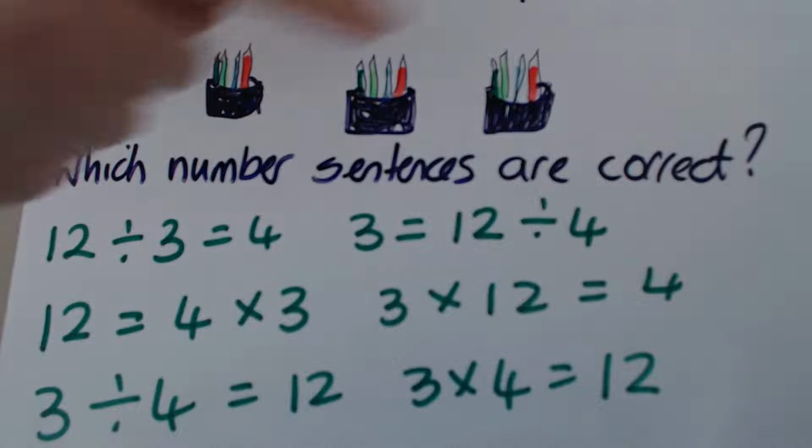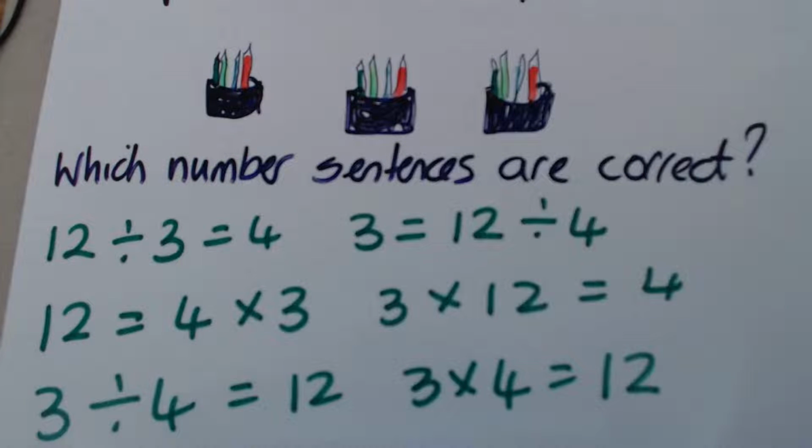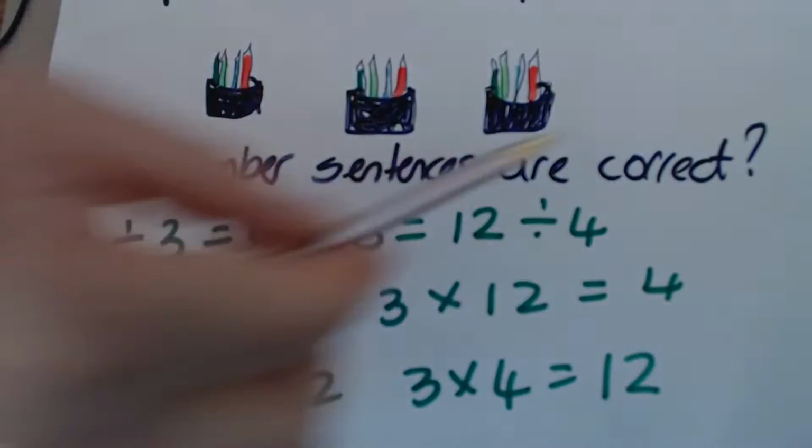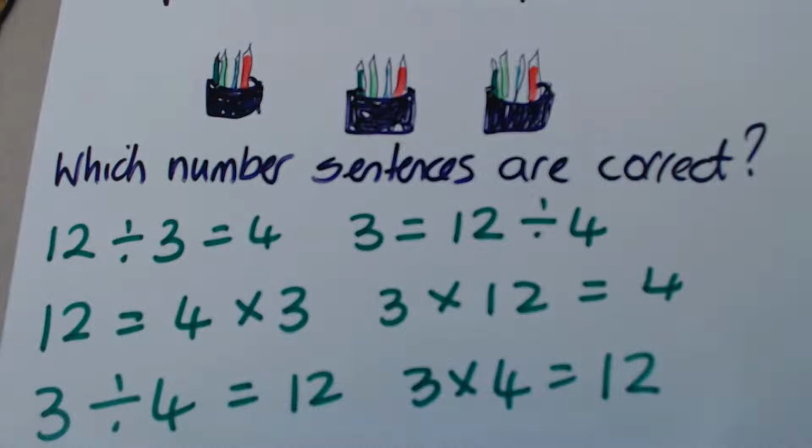So here we have 3 pots of pencils with 4 pencils in each pot. Looking at these, which are correct? Which could you write as a mathematical representation here, and it would still give you the correct answer? Which would you say are correct? Have a look at those. Which are correct and which are not?